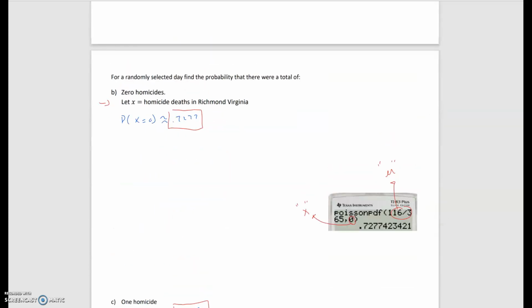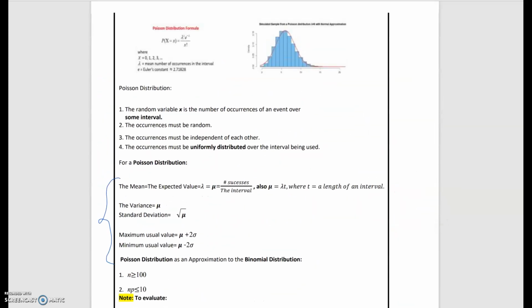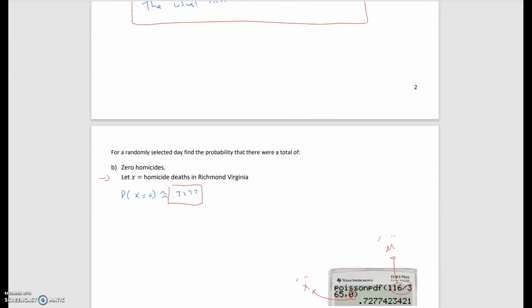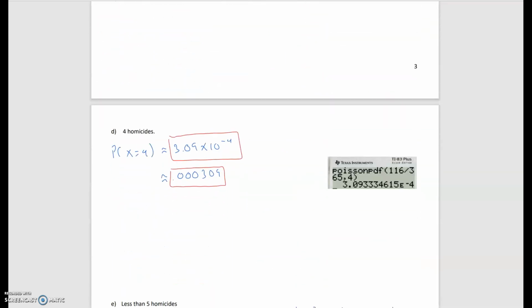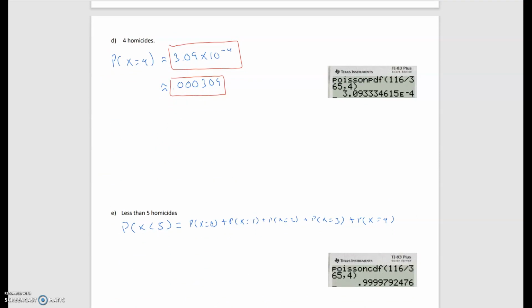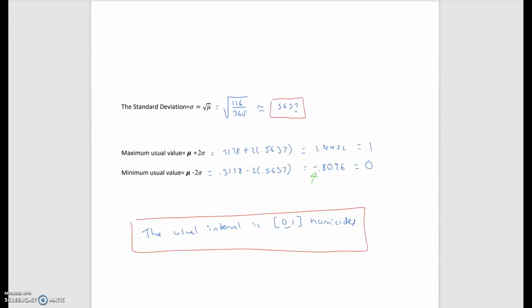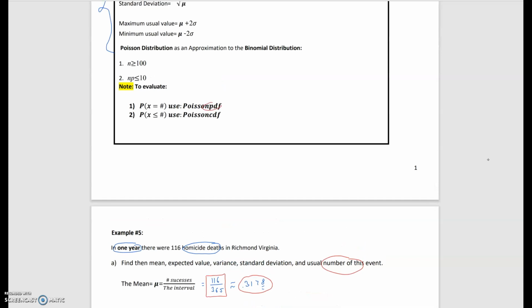So remember that your random variable here represents integers. So if the wording is saying less than 5, this is equivalent to saying the probability of x is less than or equal to 4. And as we evaluate all of these, you would be using the CDF. Remember that for single evaluations, we're doing the PDF. That's for x is equal to a number. For less than or equal, CDF.